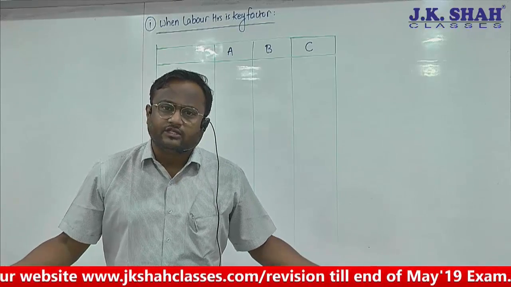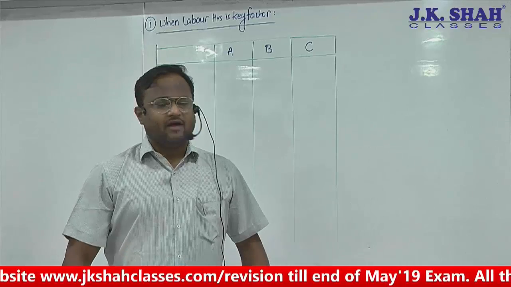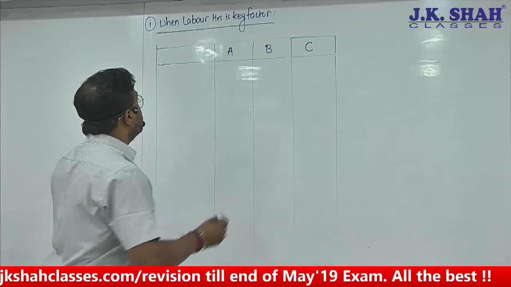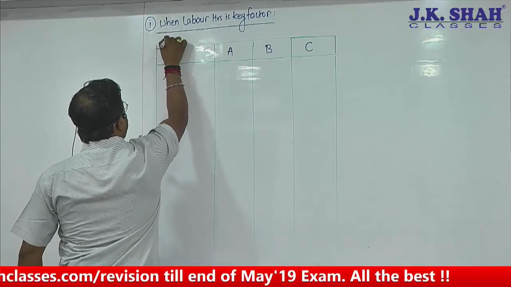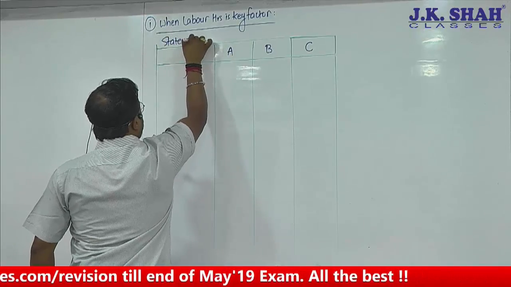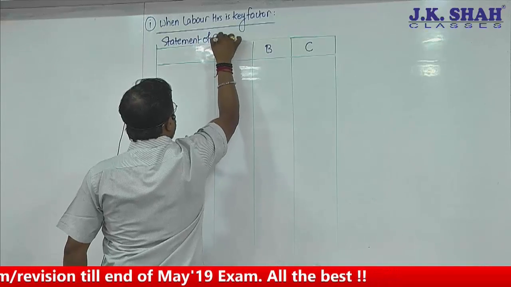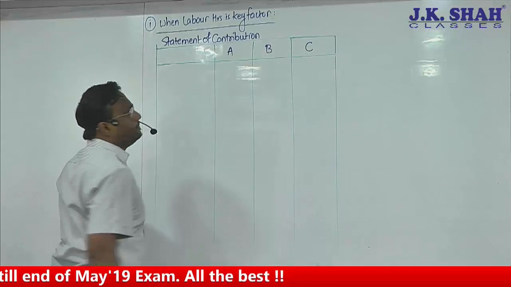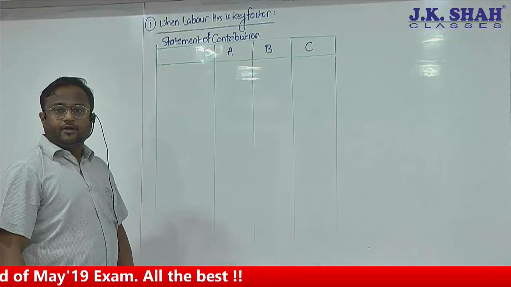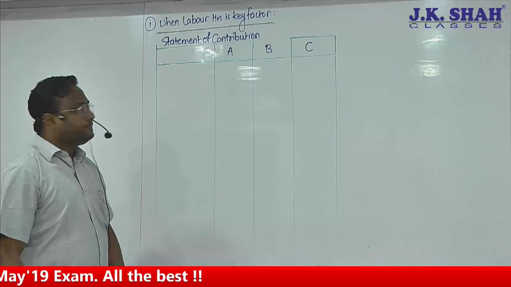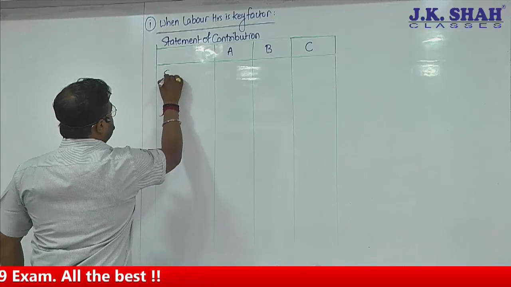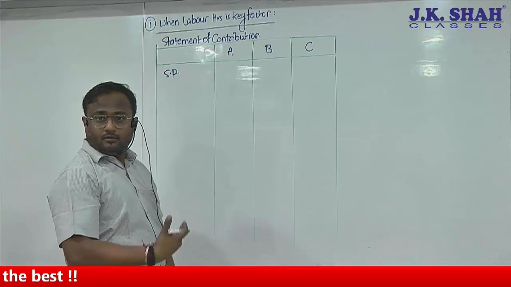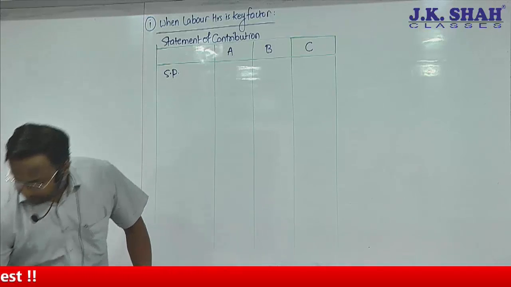Since my fixed cost is not affected, why should I consider fixed cost for the purpose of decision making? I will not go till profit. I'll take all my decisions based on contribution. So my first step here will be the statement of contribution, and contribution is calculated by using the sales minus variable cost formula.